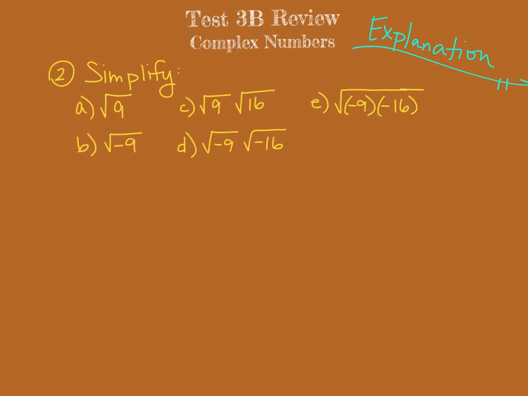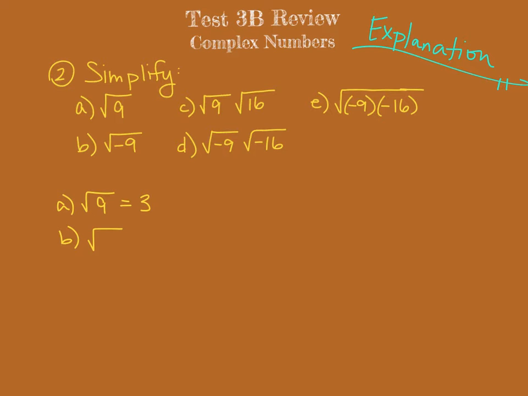Simplifying radicals when there are negatives under the radical gives us the possibility of bringing i into the situation. For part A, we do not have an imaginary number. This is simply 3. Now it's positive 3 because we don't have a negative sign in front of the radical or a plus or minus sign in front. We only want the positive answer.